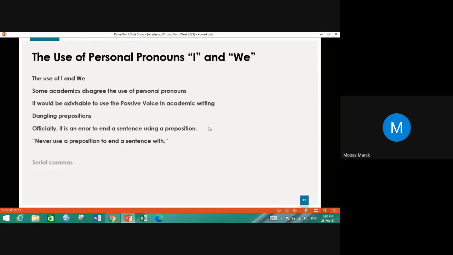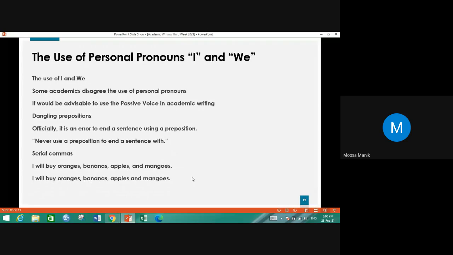And use serial commas. Now, this is very important. I will buy oranges, bananas, apples, and mangoes. You can see that even after apples, before and, there is a comma. Before the end of the last item, you always use and, but before that you use a comma. I will buy oranges, bananas, apples and oranges. No, this is not right.